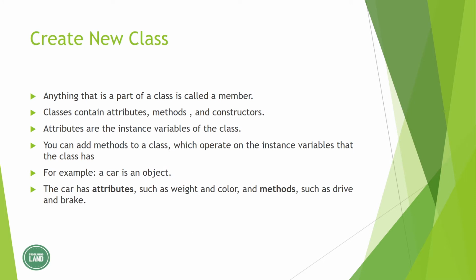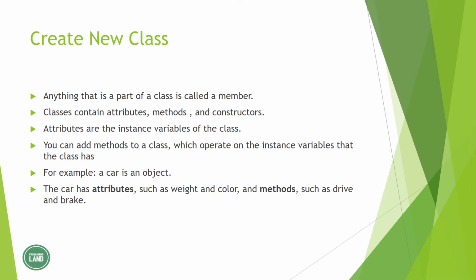For example, in real life, a car is an object, and that car has some attributes like its color and its weight, and also it has some methods like drive and brake. When we create a new class, anything that is a part of a class is called a member. This member can be an attribute, method, or constructor. I will explain one by one what these are.